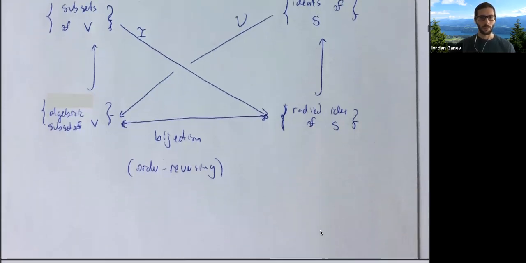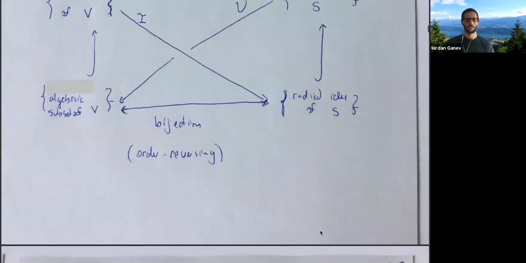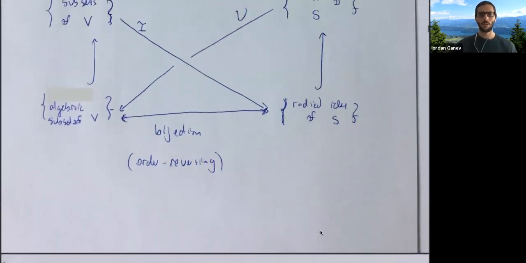So that's the summary of what happens with Zariski topology. Any questions on that?